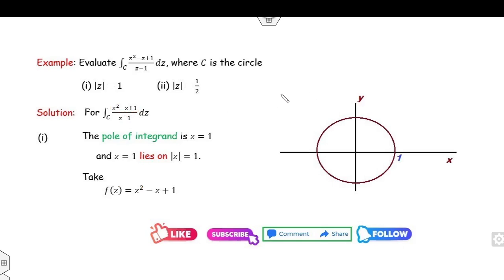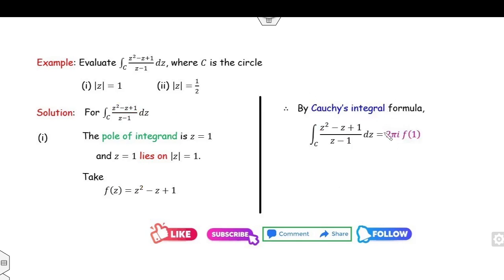Therefore by using the Cauchy integral formula, this answer will be 2 pi iota f of pole. So what is the right answer? 2 pi iota. What is f of 1? 1 minus 1 plus 1. So that means 2 pi iota is the right answer of the problem.